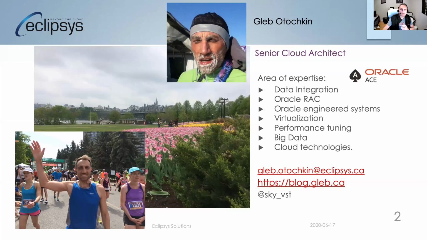A couple of words about myself. My name is Gleb Otochkin. I'm working as a senior cloud architect at Eclipse Solutions, and we're a Canadian company. This is Ottawa. I'm running a lot in Ottawa during any weather, any cold or warm. We have pretty cold winters here.